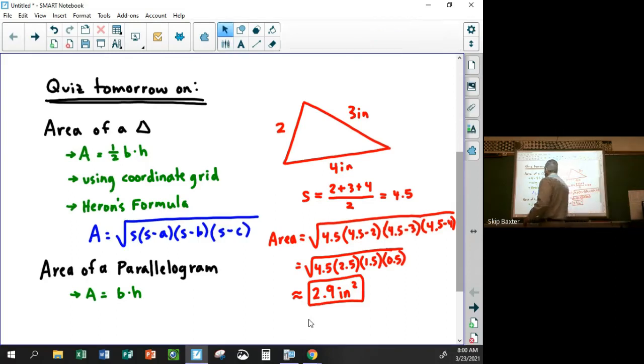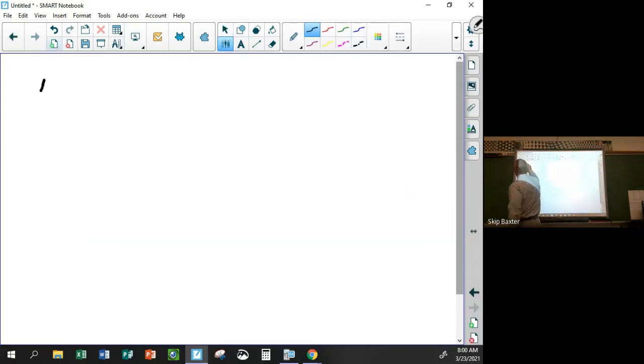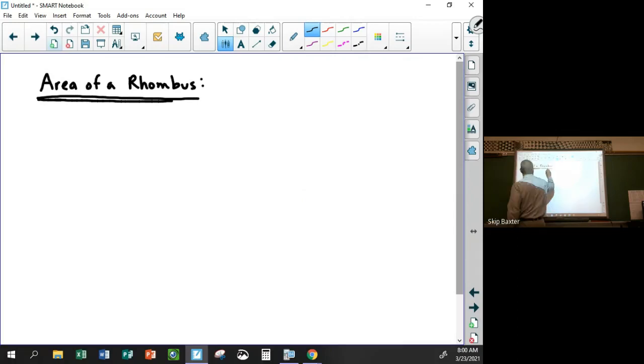Okay, so today we're going to talk about area of a rhombus. What's a rhombus? You guys remember? Yeah, a diamond shape. So in general, a rhombus is a quadrilateral, 4 sides, and it has all 4 congruent sides. That's all there is to it.